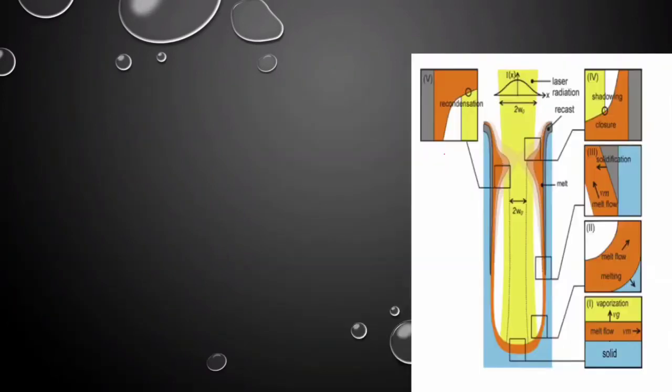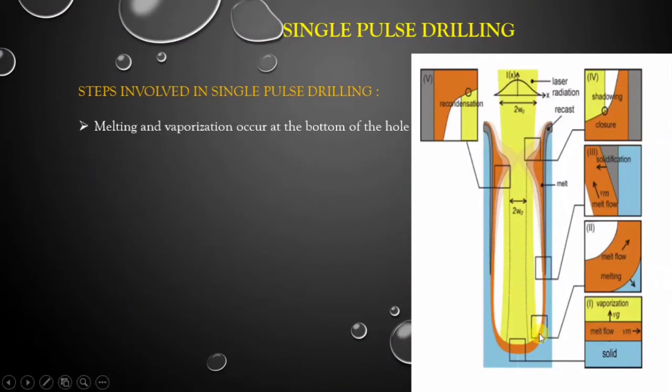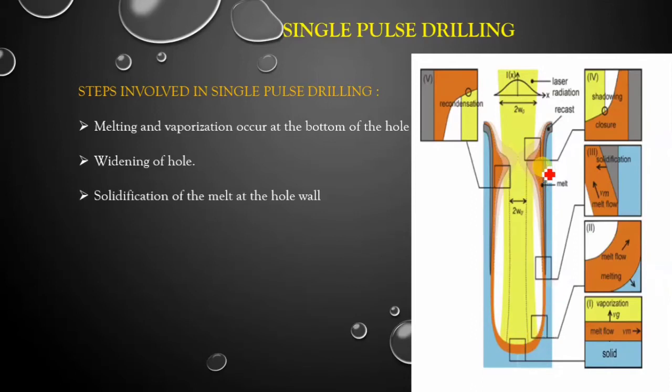The first classification is single pulse drilling. In single pulse drilling, there are 5 steps commonly used. The steps are: melting and vaporization occur at the bottom of the hole. When we insert a laser beam, the material melts and vaporization occurs at the bottom of that cavity. As we use single pulse drilling, the hole gets widened. Then solidification of melt at the hole wall.